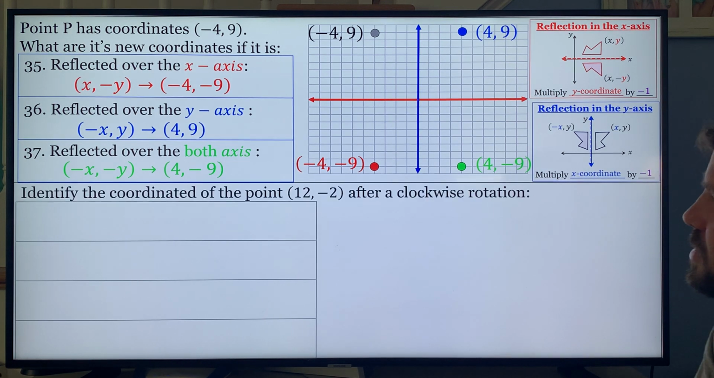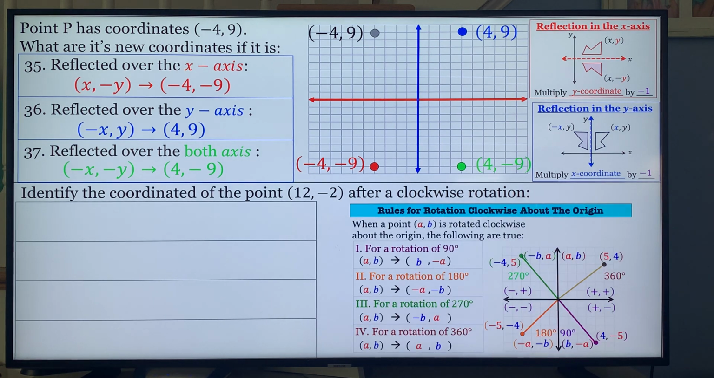Next couple problems. Identify the coordinate point 12, -2 after a clockwise rotation.